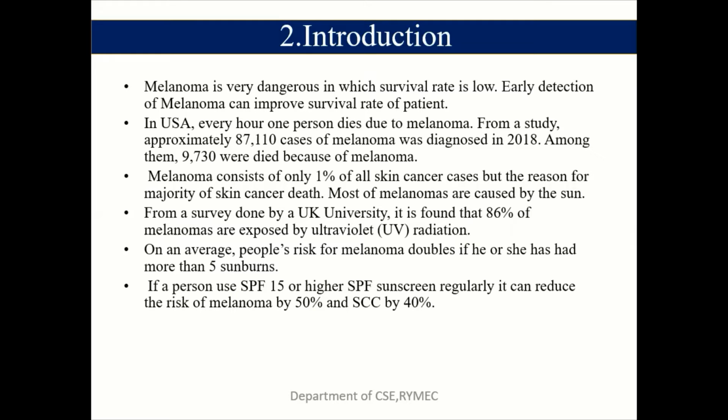Most of the time, it is caused by UV radiation. According to a survey by a UK university, 86% of melanoma is caused by UV radiation. If a person has more than 5 sunburns, the risk of melanoma doubles. And if a person uses SPF 15 sunscreen or above, the risk of melanoma is reduced by 50%, and squamous cell carcinoma is reduced by 40%.